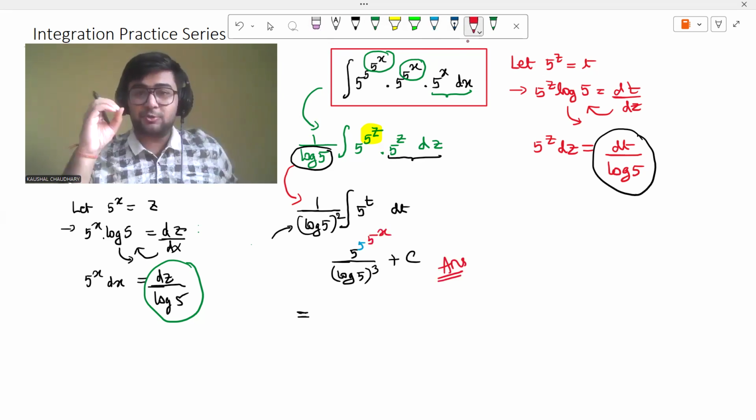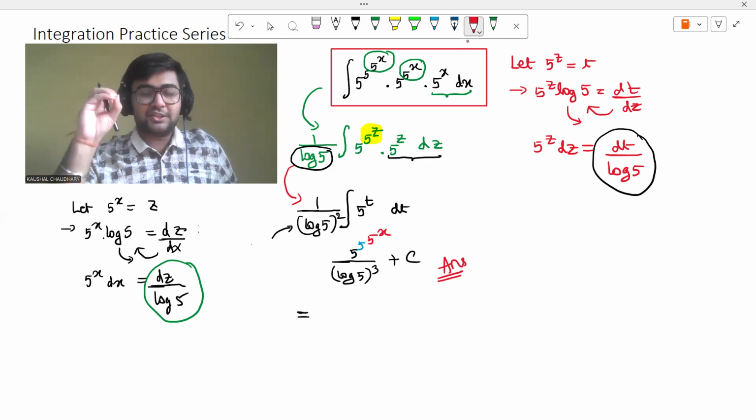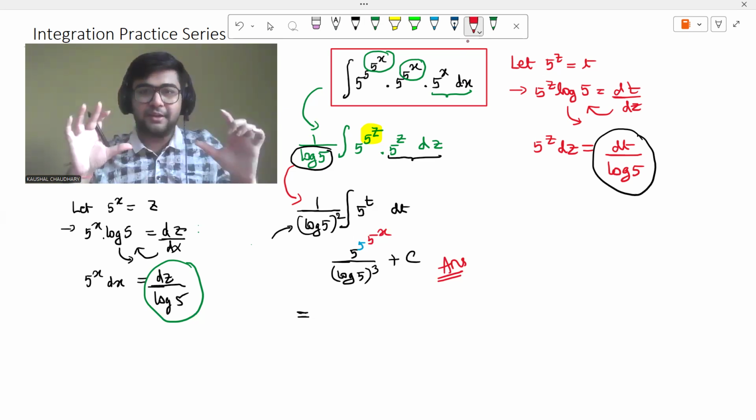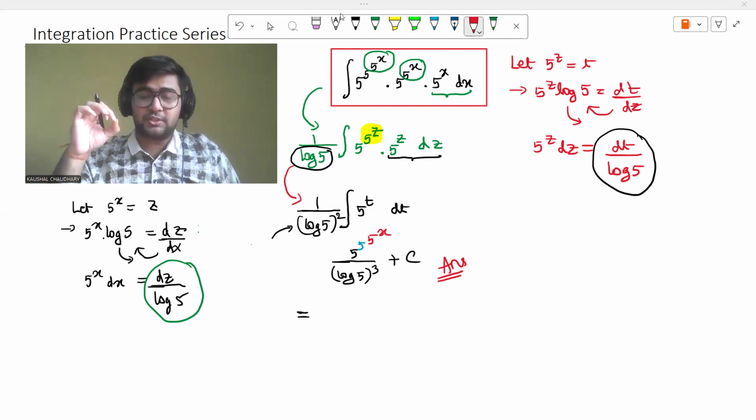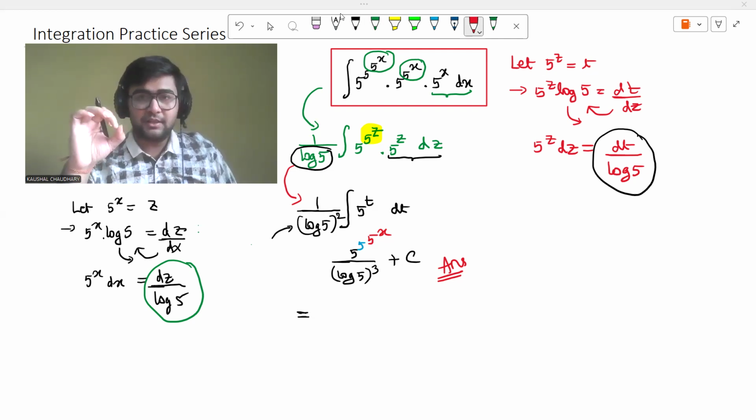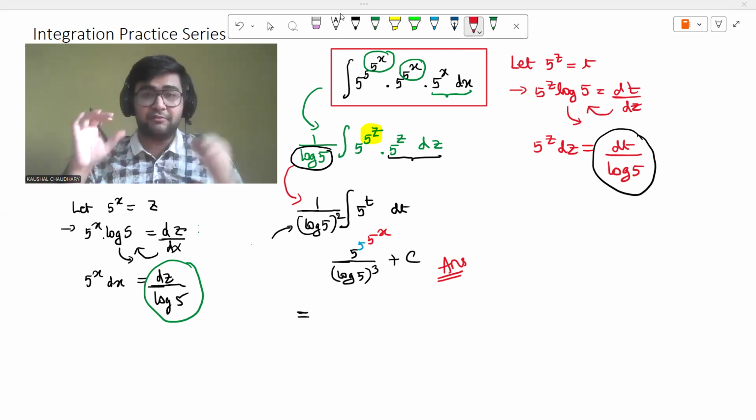Friends, if you were able to solve this question yourself correctly, just drop in your comments below. I solved it. Students, this is one of those trickiest questions for your board exams, class 12, based on substitution method of integration, which you must know.